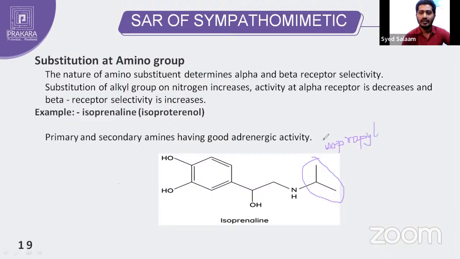So the presence of this isopropyl, or any secondary amine, means the nitrogen is having an extra substituent on it. So what happens? Beta receptor selectivity increases, alpha receptor selectivity decreases. So primary and secondary amines will have good adrenergic activity. If you are taking a primary or secondary amine, it will have good adrenergic activity.